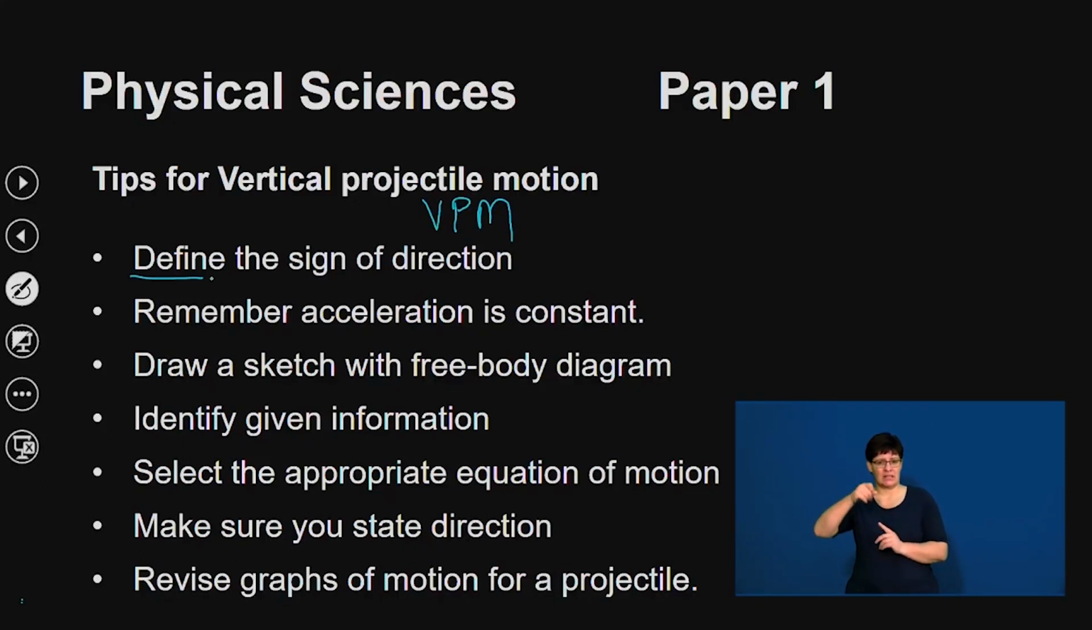Now, the definitions, as we have indicated in the previous slide, are very important. What's so important about our direction is that a lot of quantities involved in vertical projectile motion are actually vectors. That's your acceleration, that's your velocity, that's your change of position, which is your displacement.